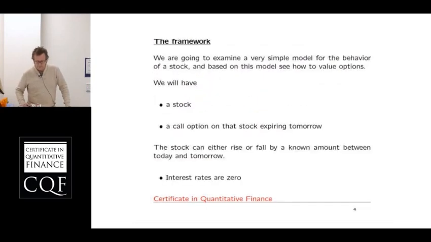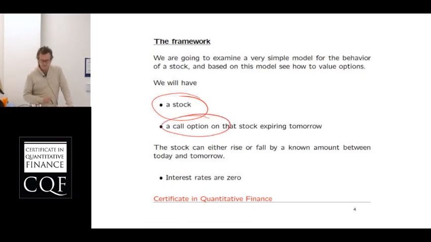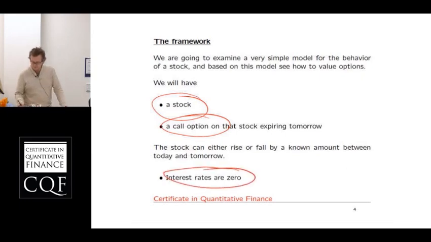Okay. The framework. We're going to have a very simple framework. We're going to have just a stock that can go up or go down. And we're going to have a call option on that stock that expires tomorrow. This stock can either rise or fall by a known, fixed amount. And just to keep things simple, we're going to have 0 interest rates to start with. We'll change this a bit later on.